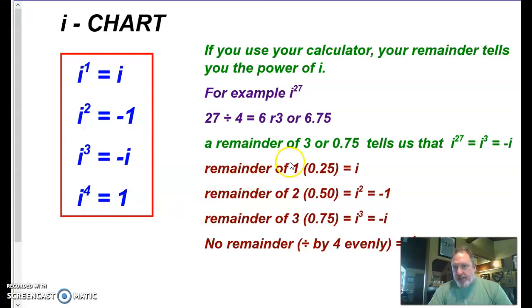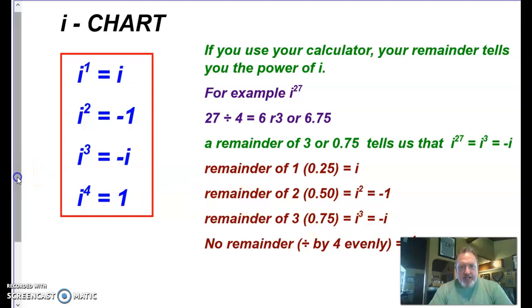If you get a remainder of 1, or 0.25 on your calculator, for example if you divided 5 by 4 you'd get 1.25, that's the same as i to the first. So if you get a 0.25 in your decimal, that's i. If you get a remainder of 2, or a half, 2 out of 4, 0.5, anytime you get a 0.5 with your decimal when you divide by 4, that's i squared, or -1. If you get 0.75 with your decimal, then it's -i.